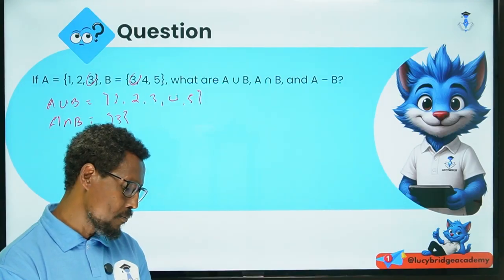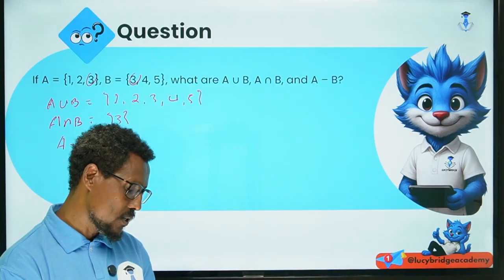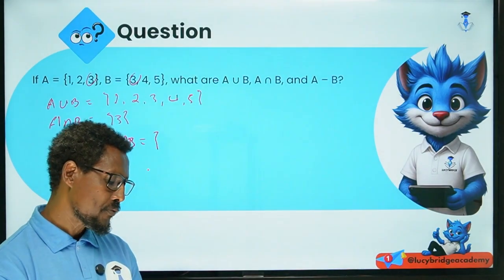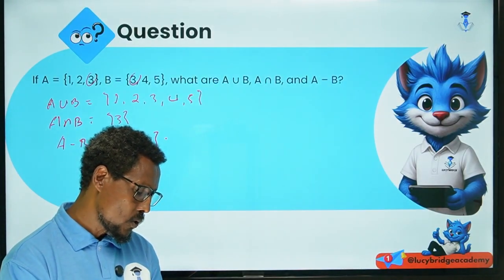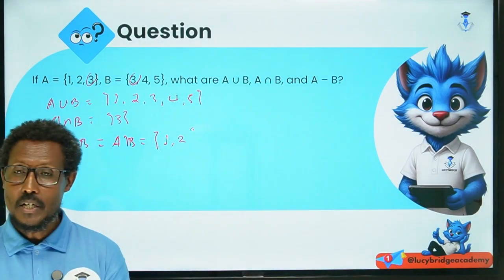A minus B or A without B, A less B. This means in A, not in B. 1, 2. These two elements are only in A, not in B.